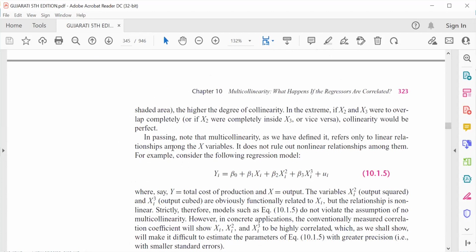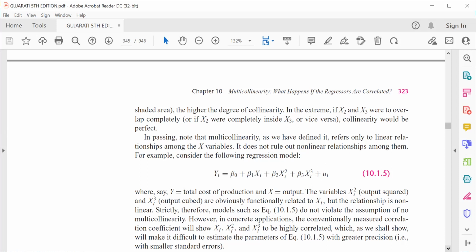This one is question 10.1.5. We have only one X here. For example, this is the cost function. Cost is determined by the output. Here we have output squared and output to the power 3. This means only one variable here. The independent variable is actually output, but we square it to be X squared and X to the power 3. This is a cubic model.